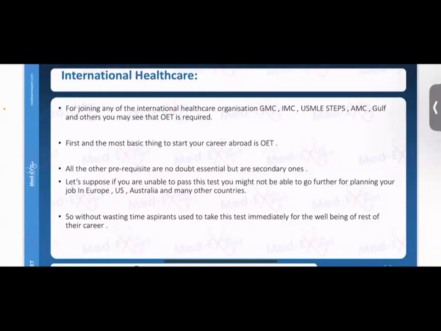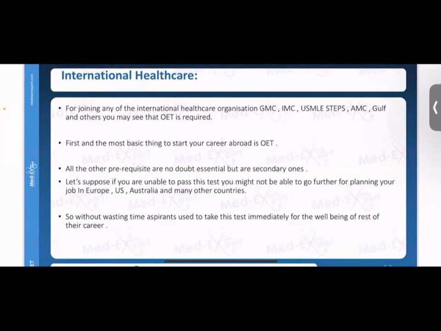And we all know that before applying to any country other than Pakistan, we must be ready with this test, or if not OET, then IELTS is preferable. So the first and most basic thing to start your career abroad is OET. All the other prerequisites are no doubt essential, but are secondary ones.